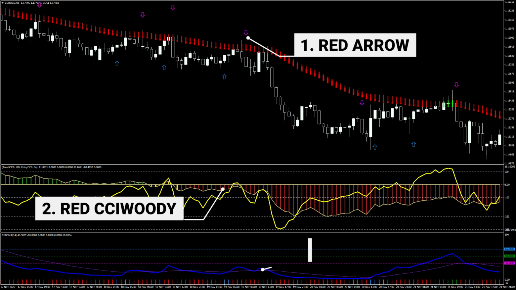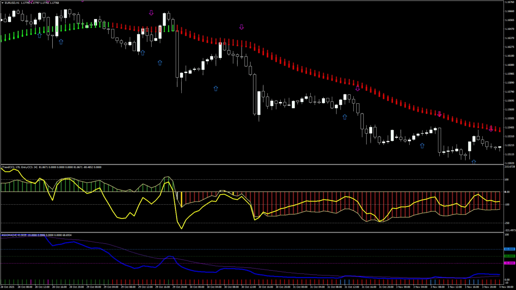Number 3, check the RSI OMA indicator. The line needs to be clearly below level 35. This indicates that sellers have strong momentum. Just like before, you need all 3 of these things to happen at the same time. Let's look at a perfect sell setup on the chart so you know exactly what to look for.